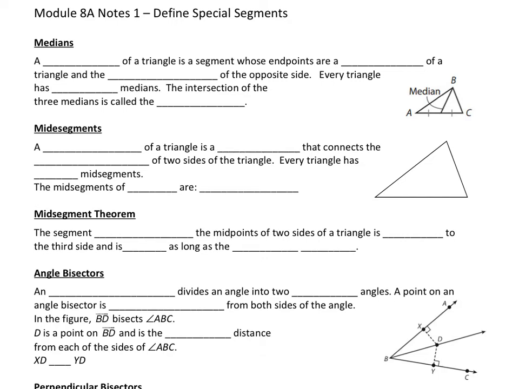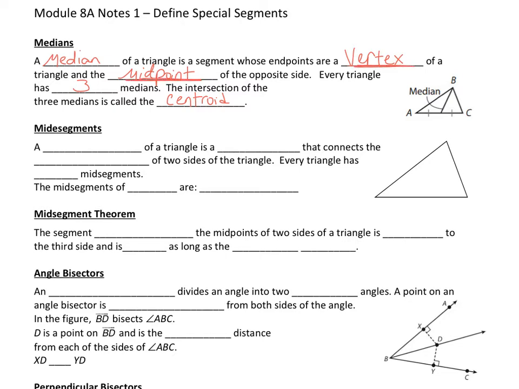A median of a triangle is a segment whose endpoints are a vertex of a triangle and the midpoint of the opposite side. Every triangle has three medians in it, and the intersection of where those three medians cross each other, that point is called the centroid. So the biggest part you want to remember is that it connects your vertex to the midpoint on the opposite side.